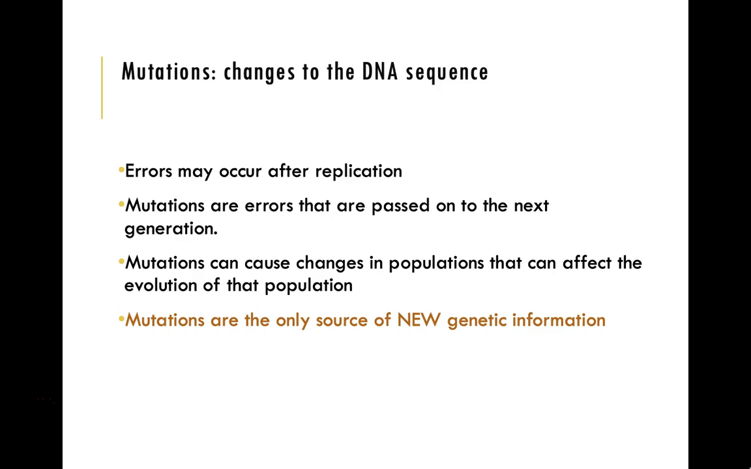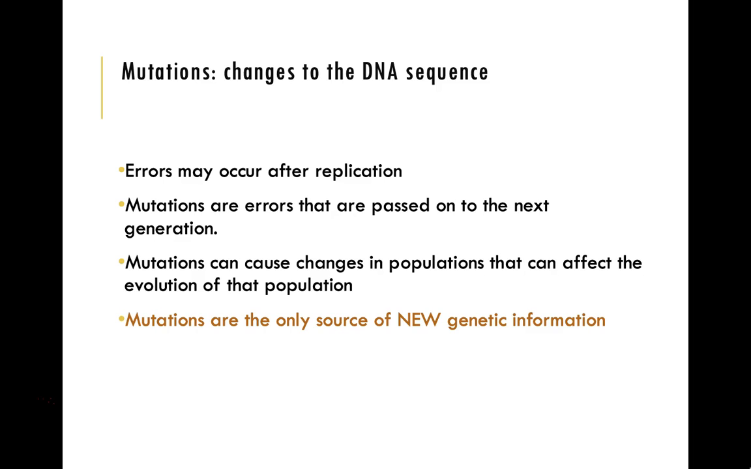A mutation from a genetic standpoint is important only if it's passed on to the next generation. So if you have a change in a gamete when DNA replication is working in the process of meiosis, if you have an error there, that error is going to be passed on to the next generation. And those changes in the DNA are what is going to drive evolution in a population. Because now you have a new genetic variant that has come about.